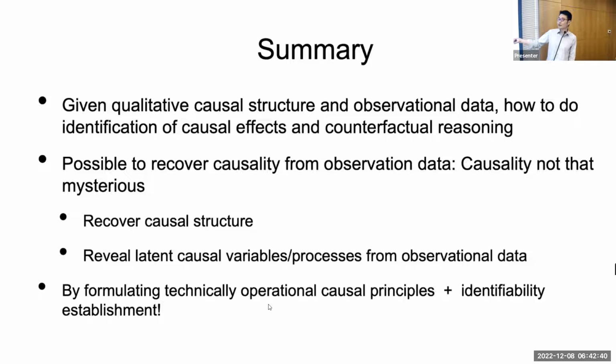And how can we solve the problem? Essentially, you may want to formulate some technically operational causal principles, and then you can establish identifiability to show that with this condition, I can really recover the underlying truth without any ambiguity. So, okay, this is the end of this part.